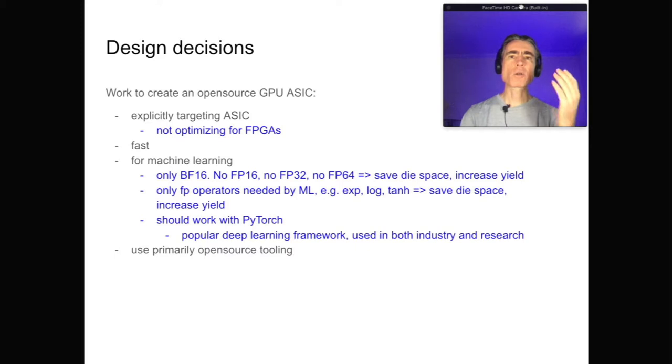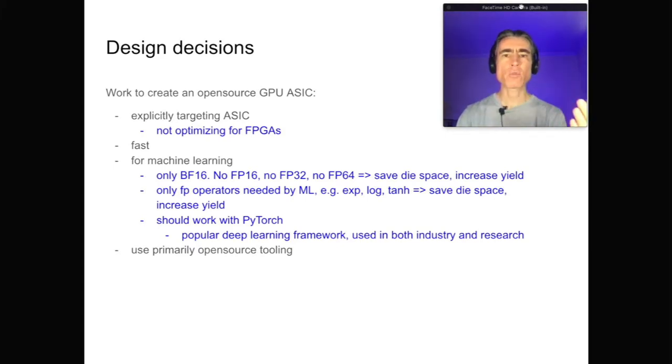Fast machine learning. Because we're targeting machine learning, there are some optimizations that we can do. Recently, there is a type of float called BrainFloat 16, BF16. This is becoming quite popular in large models like transformers, very large language models. It has the same dynamic range as FP32, but it uses fewer bits, and so the calculations, space, memory transfer, everything goes faster. So I want to only target BF16. No FP16, no FP32, no FP64. NVIDIA GPUs, for example, have to do all of these: BF16, FP16, FP32, FP64. And that uses a lot of extra die space and it reduces the yield. So by only doing BF16, we save die space and we increase the yield.